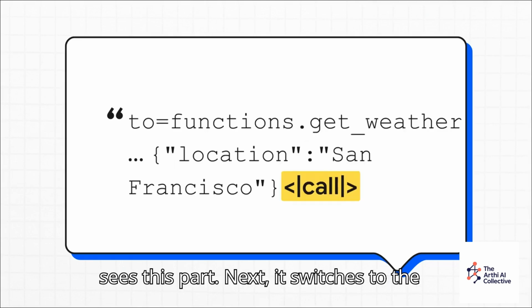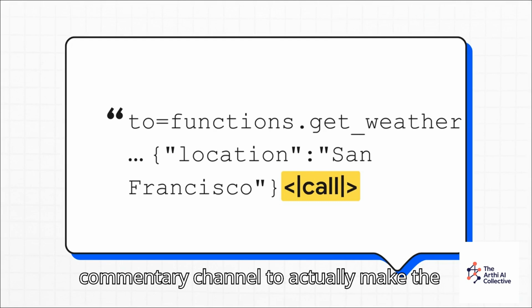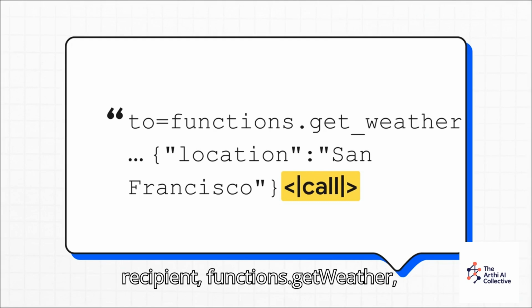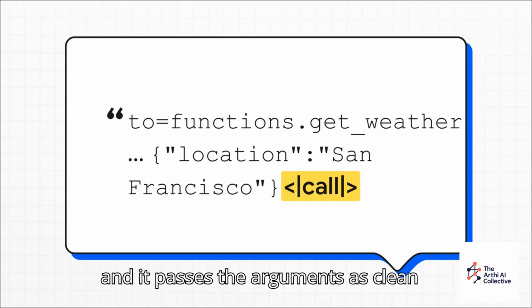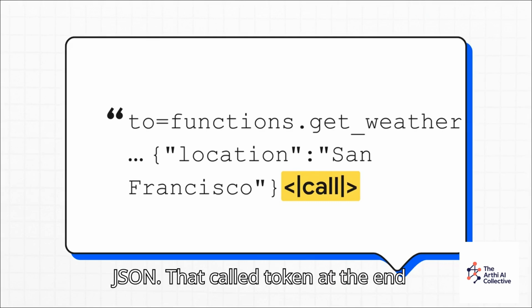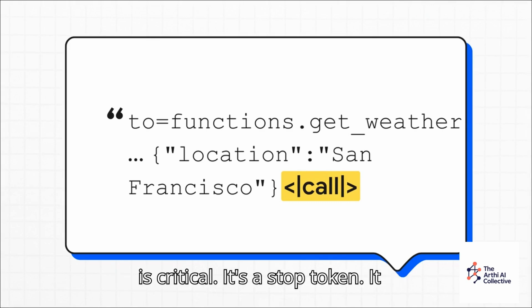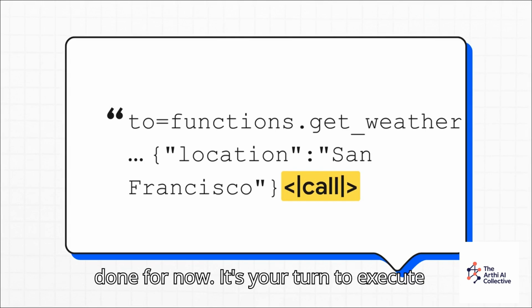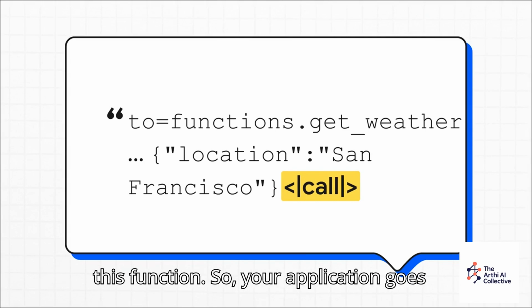Next, it switches to the commentary channel to actually make the tool call. Look how it specifies the recipient, functions.getWeather, and it passes the arguments as clean JSON. That call token at the end is critical. It's a stop token. It basically tells your program, okay, I'm done for now. It's your turn to execute this function.